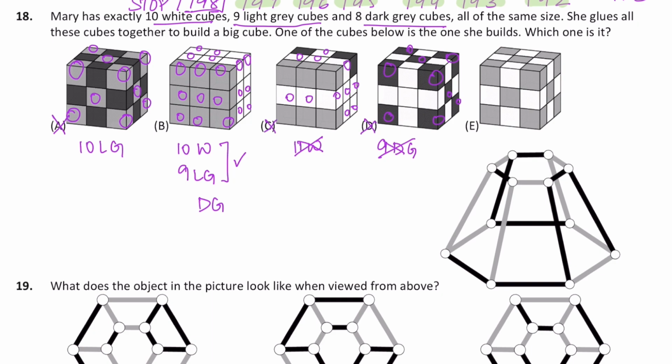Looks like more light gray cubes in option E. So 1, 2, 3, 4, 5, 6, 7, 8, 9, 10. 10 light gray, but we can only have 9, so this option is also wrong. Our only correct option is B.